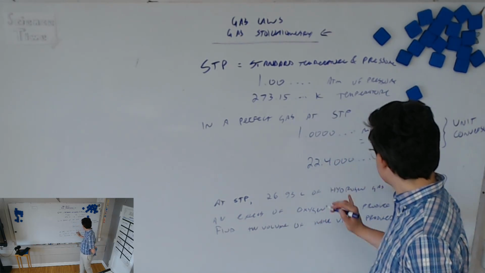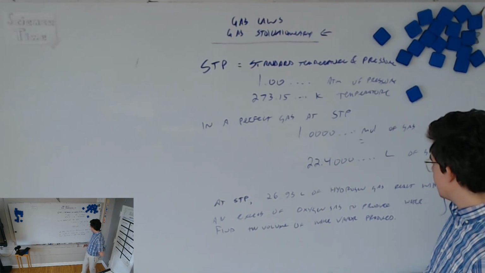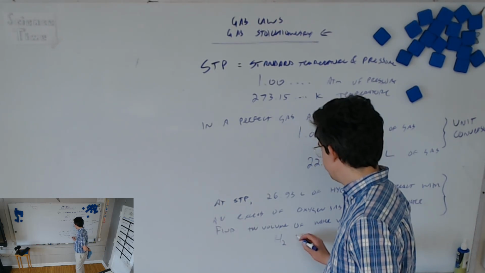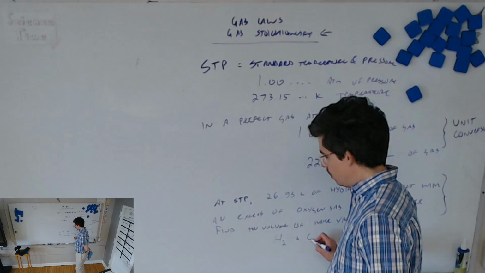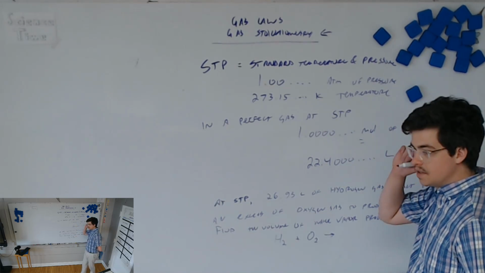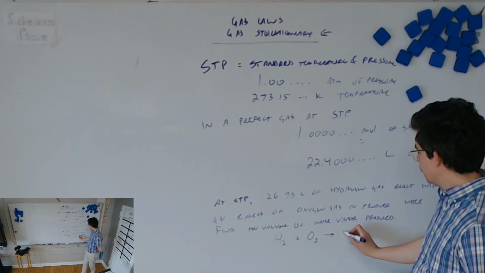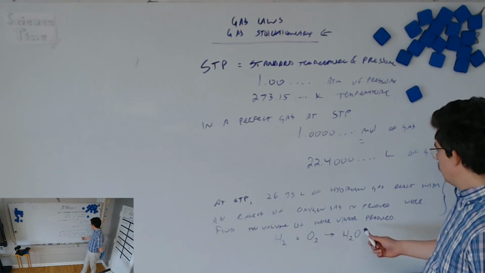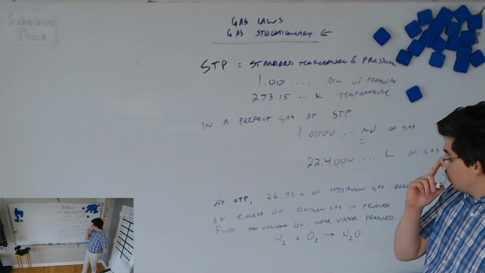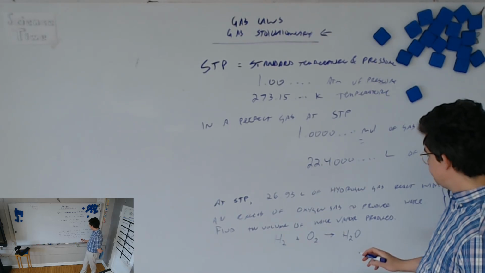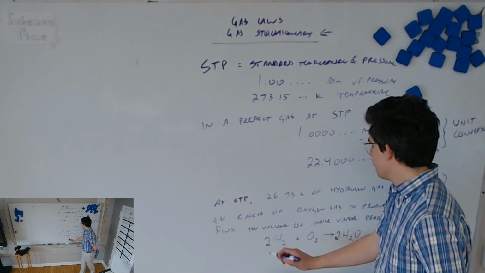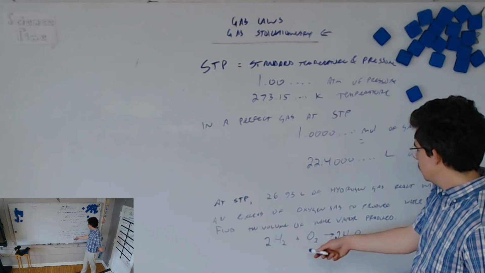So if I have hydrogen gas reacting with an excess of oxygen gas to produce water, what is my equation? H2 plus O2 yields H2O. Balanced? No, it's not balanced. So how do I balance it? You need to put a 2 before hydrogen and a 2 before water. There you go. So 4 hydrogen, 2 oxygen, 2 oxygen.